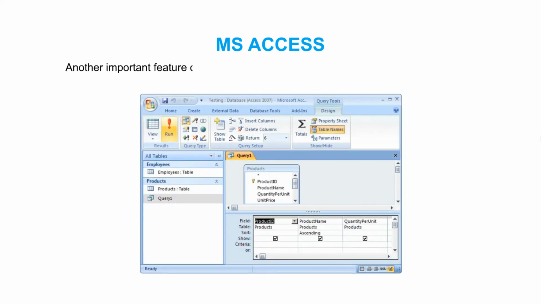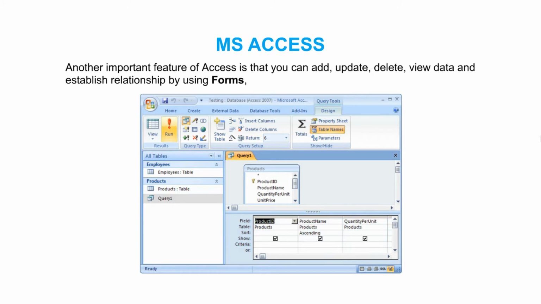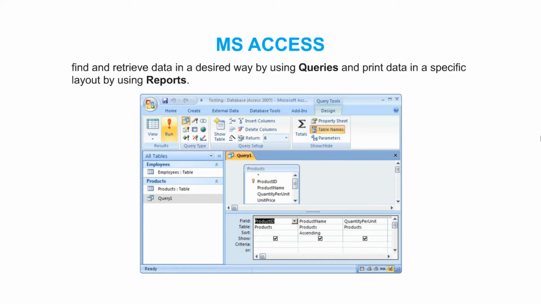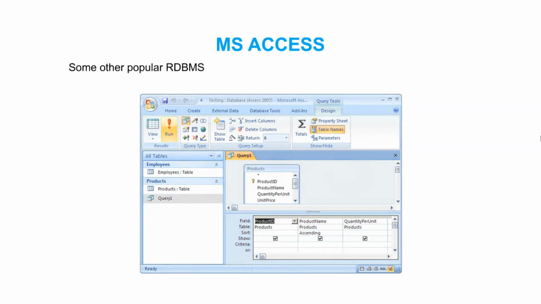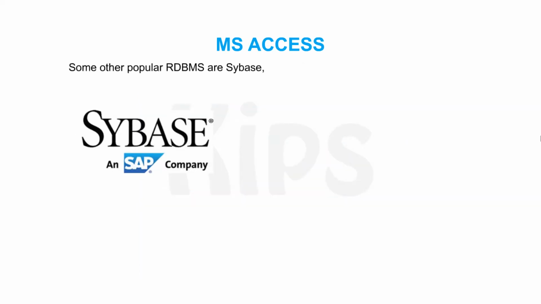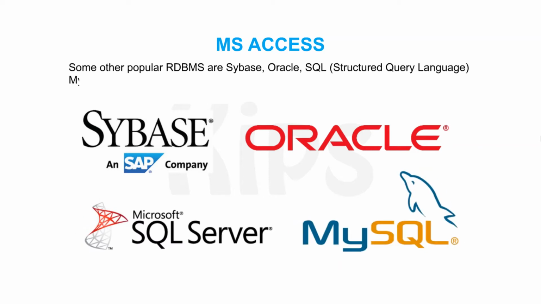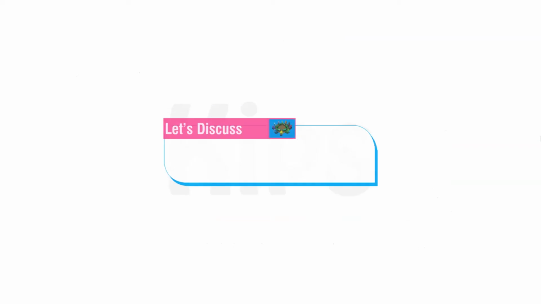Another important feature of Access is that you can add, update, delete, view data and establish relationship by using forms, find and retrieve data in a desired way by using queries, and print data in a specified layout by using reports. Some other popular RDBMS are Sybase, Oracle, SQL, Structured Query Language. Let us take a discussion on DBMS versus RDBMS.